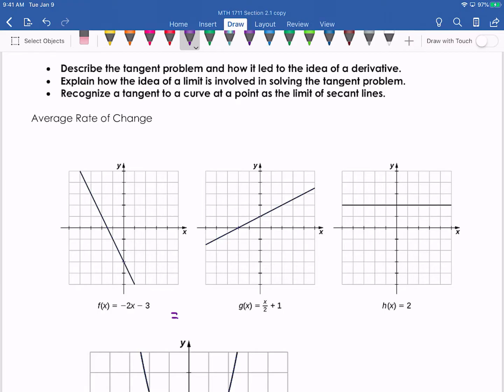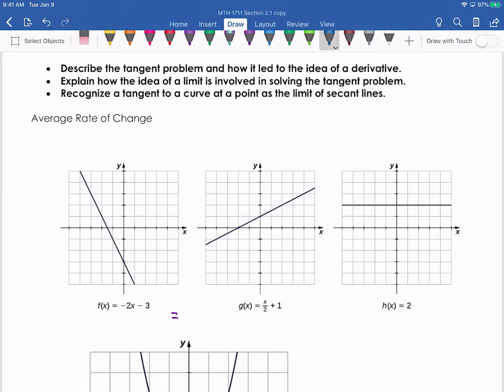one single point. And then the other problem was called the area problem, which is how to determine the area under a curve. In this video, we're going to start off by talking about the tangent problem. Now, in order to discuss the tangent problem, we need to do a quick review of average rate of change.